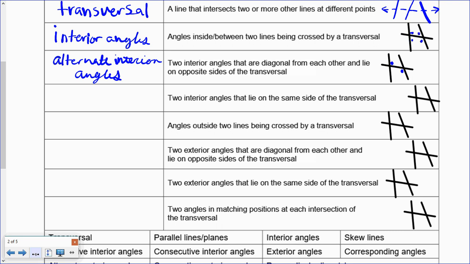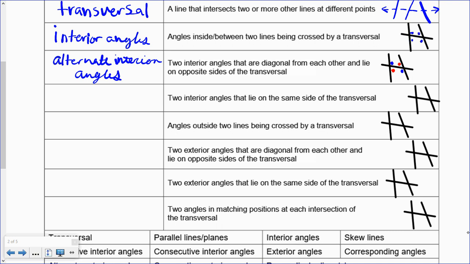Okay? There's another pair. Change colors. There's also one right here and one here. There's always 2 pairs of each of these. Does everybody understand the alternate interior? They're interior angles that are on different sides of the transversal, diagonal from each other. Is everybody with me so far?